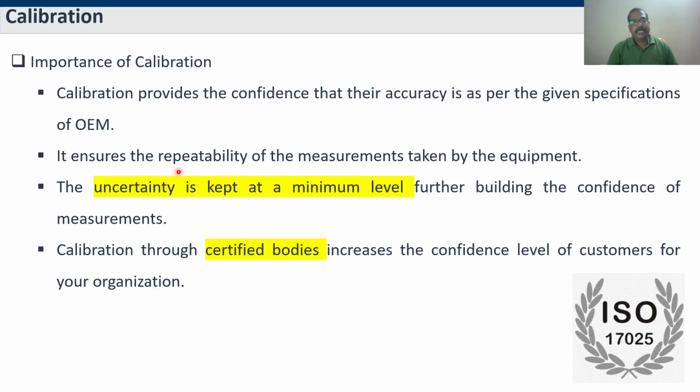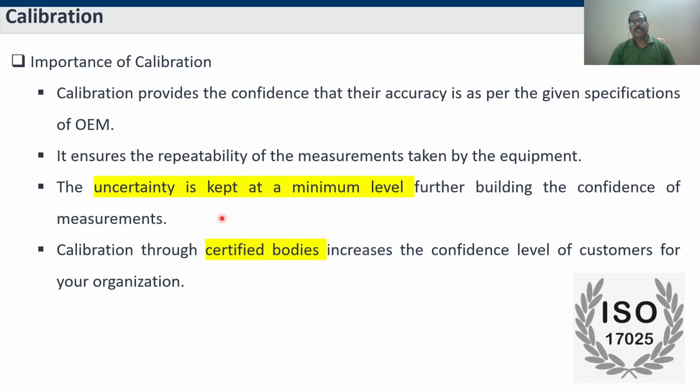That is what I said, precision, right? It ensures the repeatability of the measurement taken by the equipment. When you are measuring repetitively, it will ensure the repeatability. The uncertainty is kept at a minimum level. We should keep the uncertainty level as minimum as possible, further building the confidence of measurement.